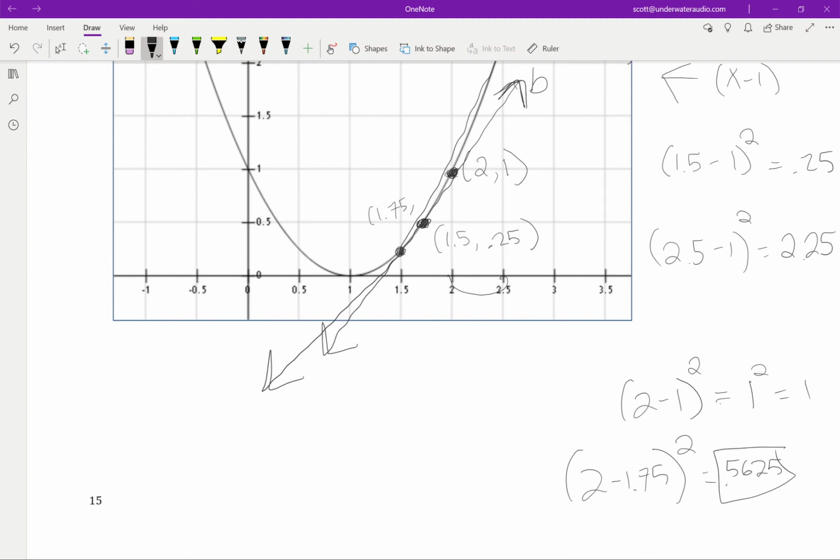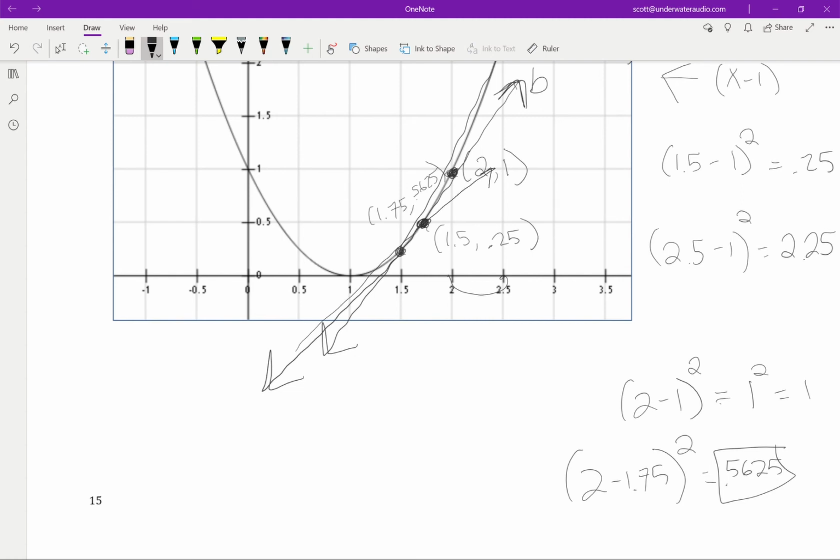Okay. So then this point right here is 1.75, 0.5625. So this point is super close to 1.5. So I'm getting much closer to the actual tangent line right there.